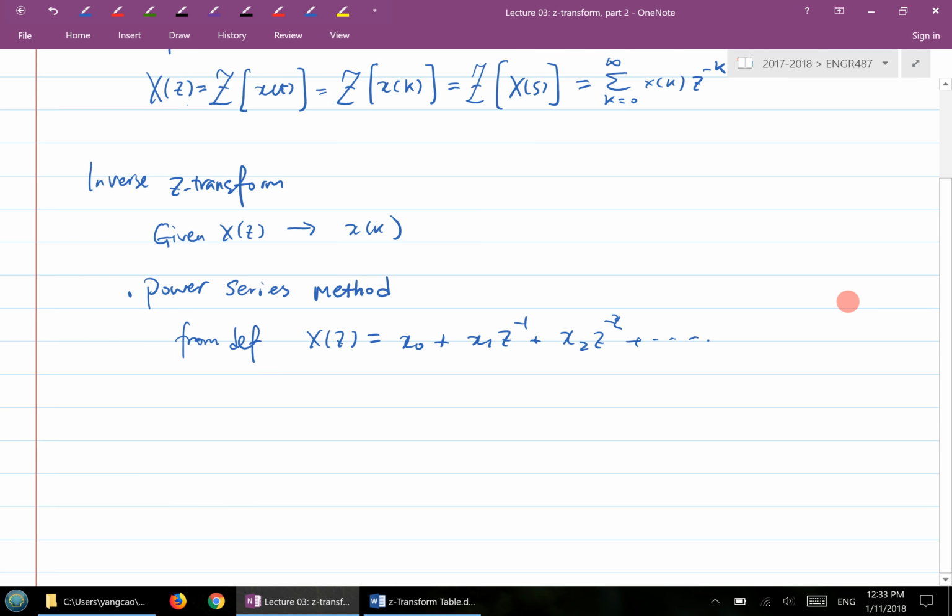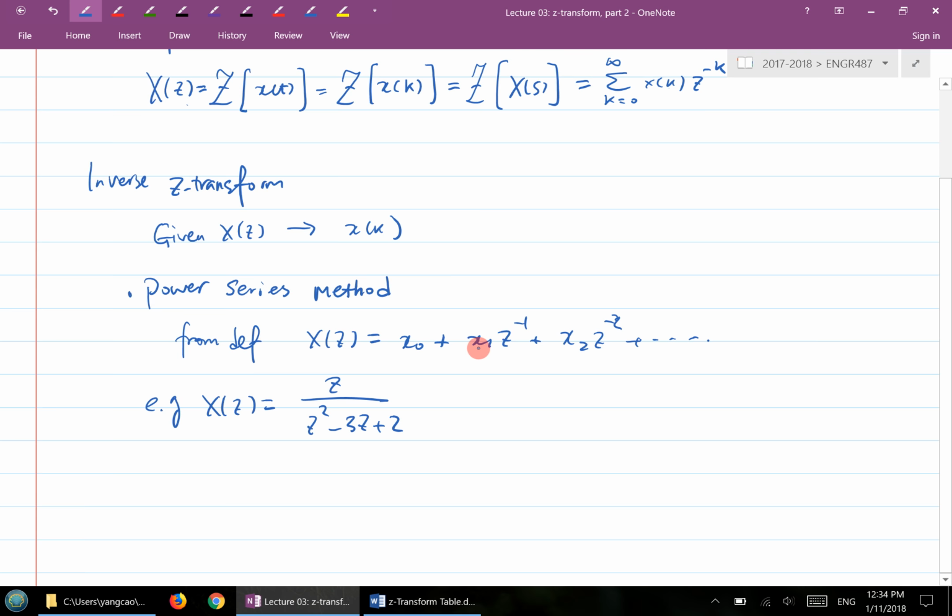But what's given may not be in this form. For example, you're given x of z, which is z over z squared minus 3z plus 2. This is definitely different from the definition. This looks different. It's a more compact form for x of z.